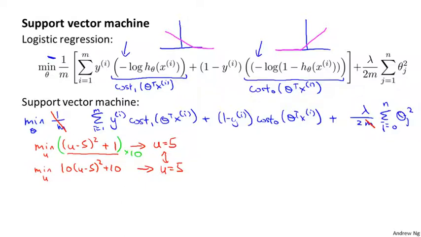In the same way, what I've done by crossing out this m is just multiply my objective function by a constant, and it doesn't change the value of theta that achieves the minimum.